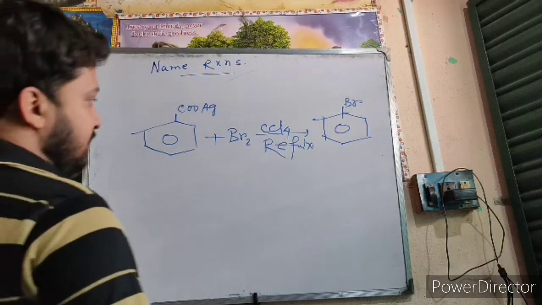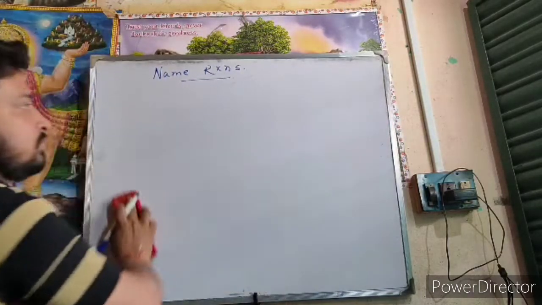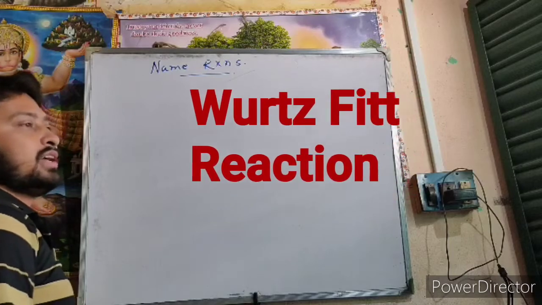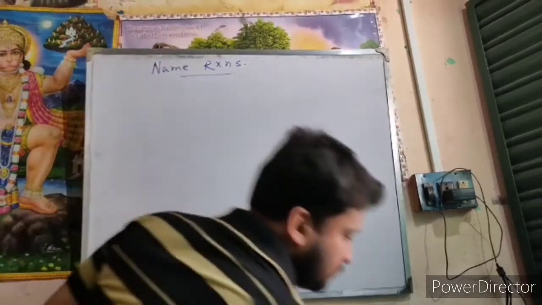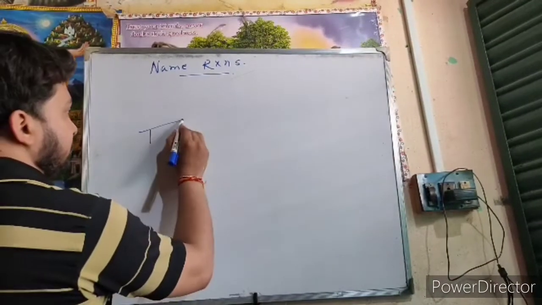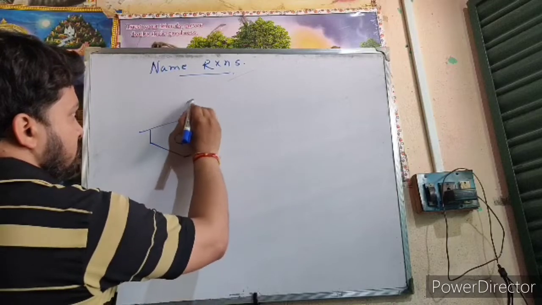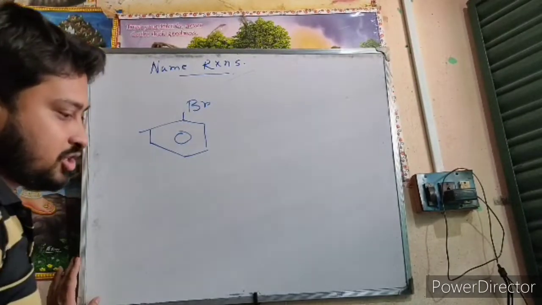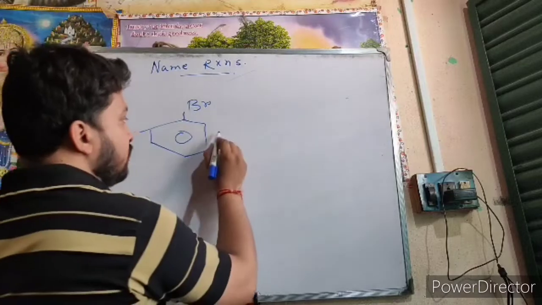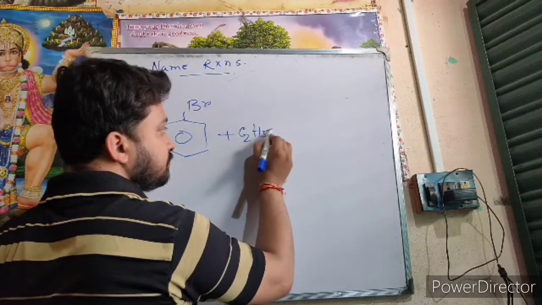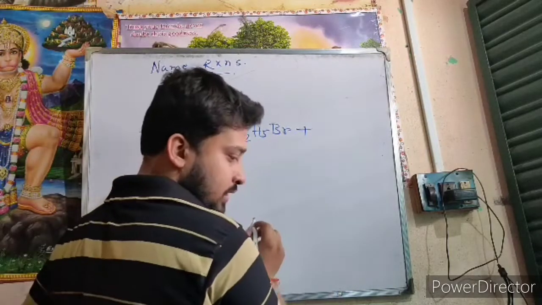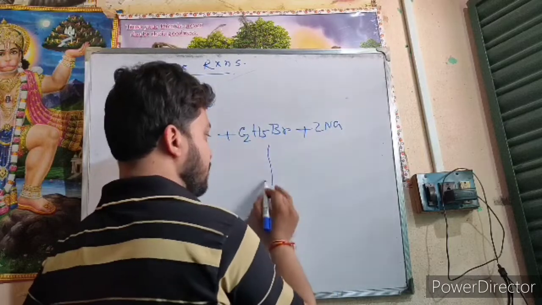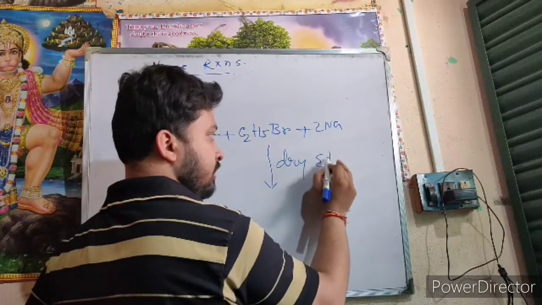Very good. Now the Wurtz-Fittig reaction. Note that the Wurtz-Fittig reaction means this is bromoarene or bromobenzene. In the Wurtz-Fittig reaction, you use C2H5Br, then you use 2Na in the presence of dry ether.